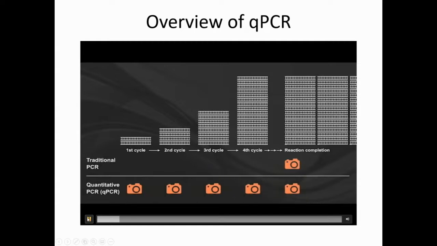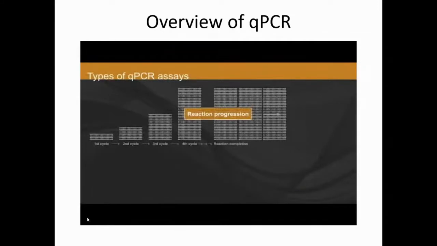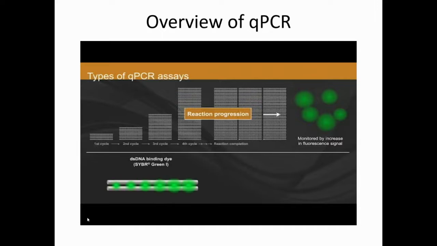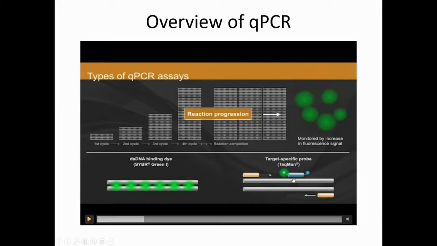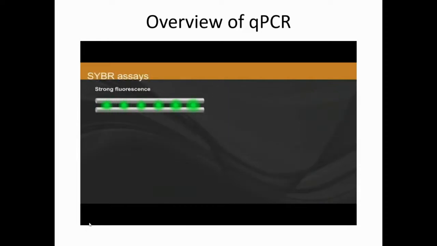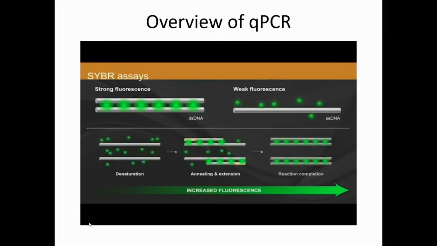As the reaction progresses in qPCR assays, reaction progression is monitored by an increase in fluorescent signal. The fluorophore can be a double-stranded DNA binding dye, most commonly SYBR Green I, or covalently attached to a target-specific probe. The target-specific probe, which we will discuss later, is a probe chemistry, and one of the commonly used ones is called TaqMan. In SYBR assays, the dye fluoresces when bound to double-stranded DNA, but displays weak fluorescence in the presence of single-stranded DNA. This results in an increased fluorescent signal as the reaction progresses and double-stranded DNA is formed.